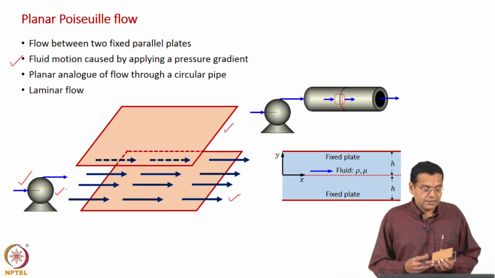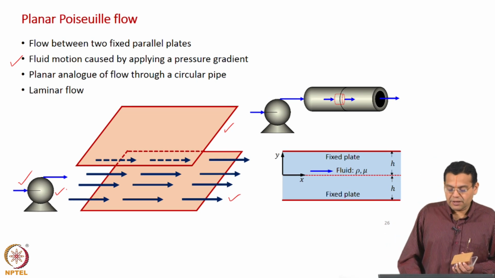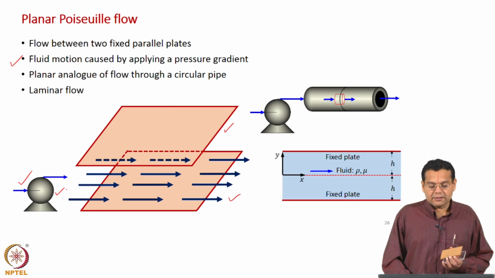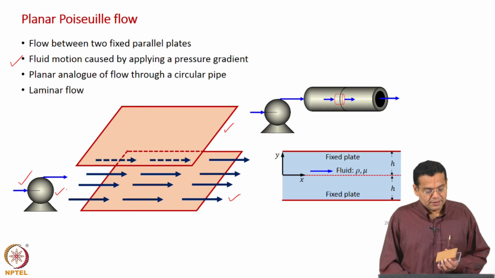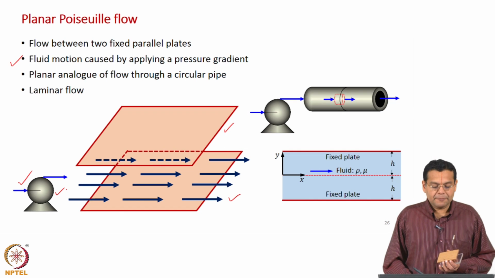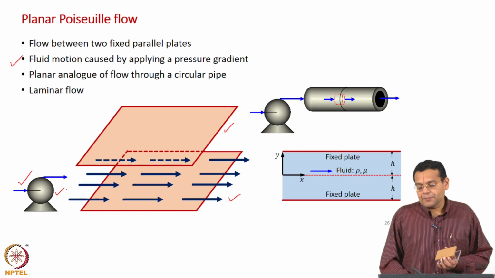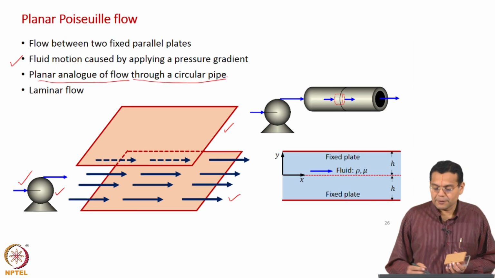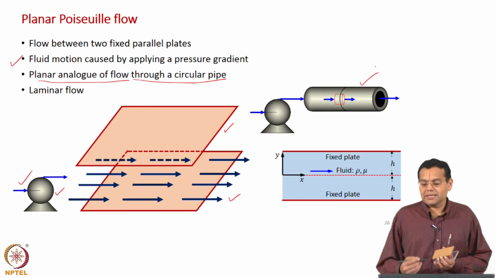Now, what is the practical significance of this example? Like we saw in the earlier case, the practical applications were viscometer and then shaft bearing, etc. Now, what is the application of this? I would say an extremely practical example if the geometry were cylindrical. What we are discussing is a planar analog of flow through a circular pipe. Of course, throughout the industry, even in households, we have a lot of pipes, they are all cylindrical.